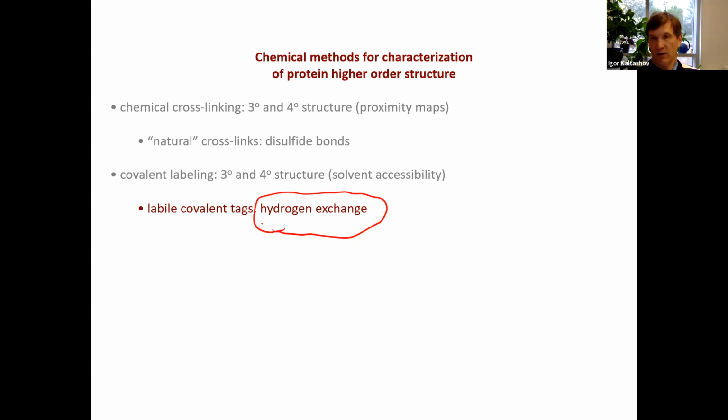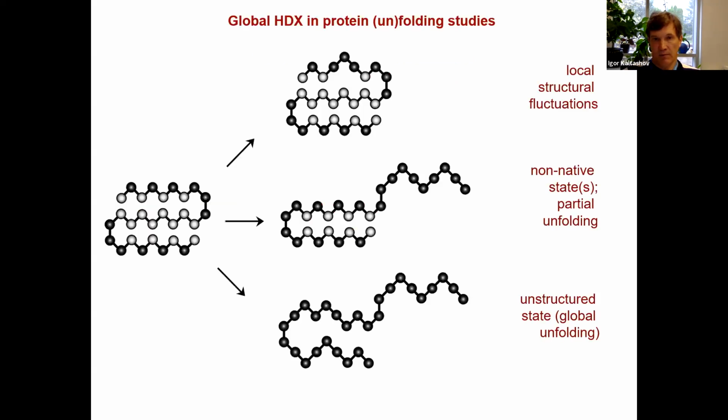Okay, so the idea here is very simple. Let's say you have a protein, and this protein is folded, and when you expose it to a deuterium-based buffer solution, you would have exchange on the surface, right?